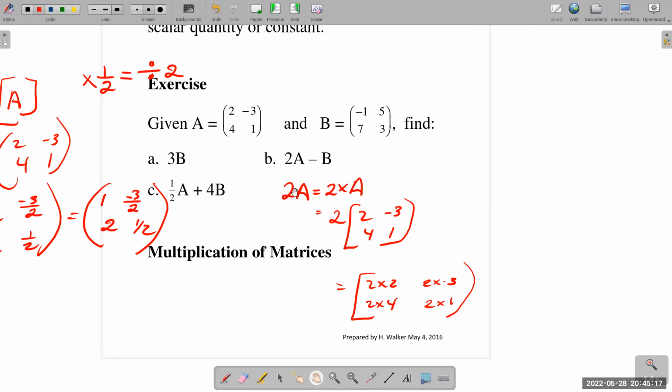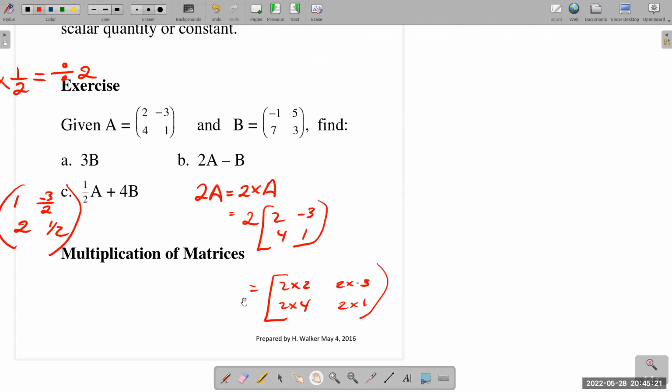All right. So here, if they ask you to find 2A minus B, you should know what to do. You multiply A by 2, and then you subtract B. And we already discussed how to add and subtract matrices. So anything of this nature, if it comes, you should be able to handle that.